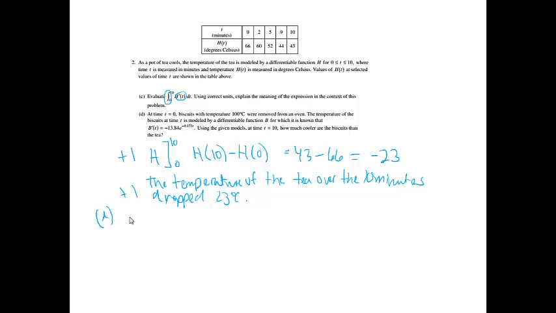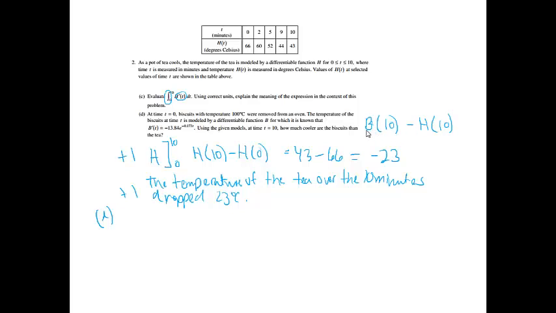All right, part D. At time t equals 0, biscuits with temperature 100 degrees were removed from an oven. The temperature of the biscuits at time t is modeled by a differentiable function B, where B prime is equal to that nice formula. Using the given models at time t equals 10, how much cooler are the biscuits than the tea? Well, to figure that out, I need to know the temperature of the biscuits at time 10, and then the temperature of the tea at time 10. Those are the two things, and we will subtract them.